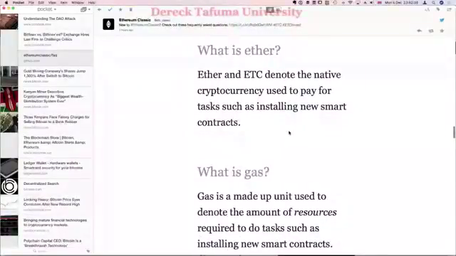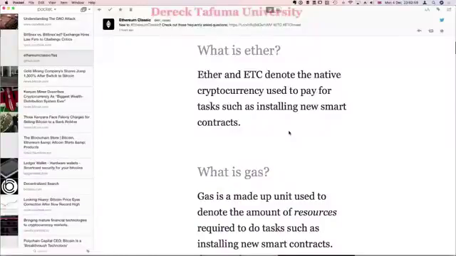So what is Ether? Ether and ETC denote the native cryptocurrency used to pay for tasks such as installing new smart contracts. So Ether is native to Ethereum, whereas Bitcoin is native to the Bitcoin blockchain.